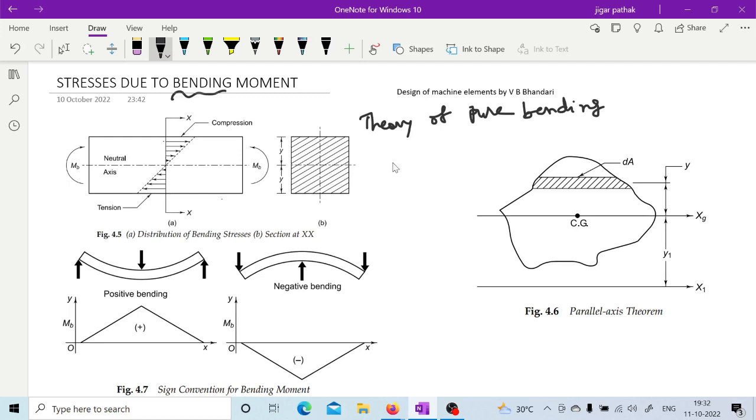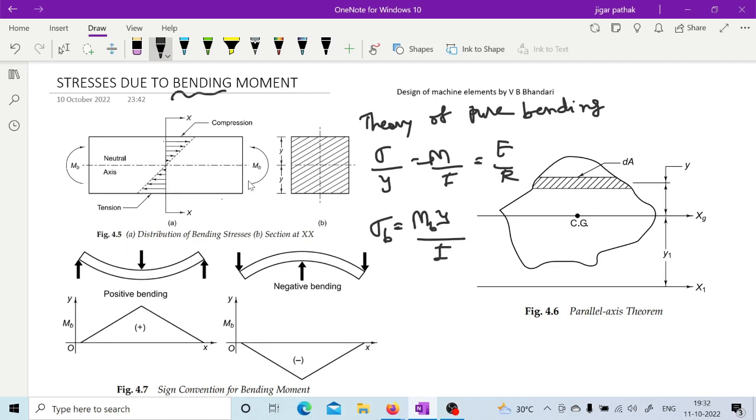What is there? That is sigma upon y is equal to M upon I is equal to E upon R, very easy. E is elastic modulus, R is the radius of curvature, I is the moment of inertia, M is the moment, sigma is the stress, and y is the distance from the neutral axis. From this, bending stress can be given by sigma b equals M b y upon I.